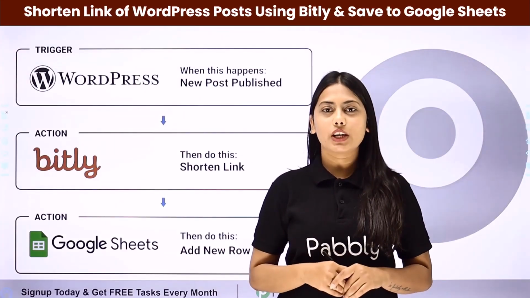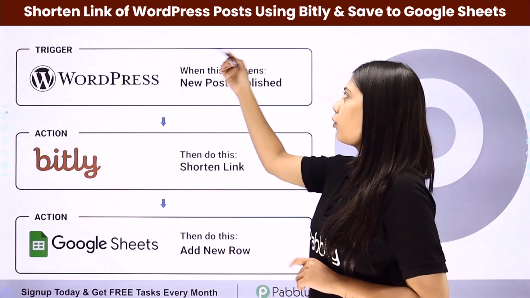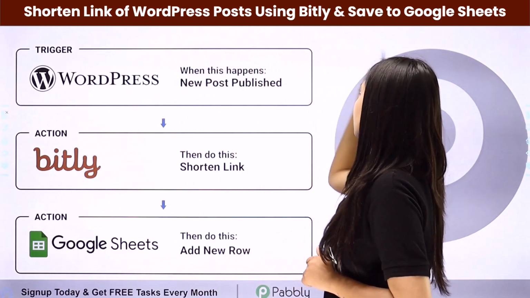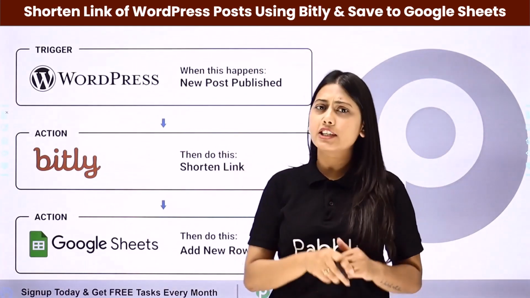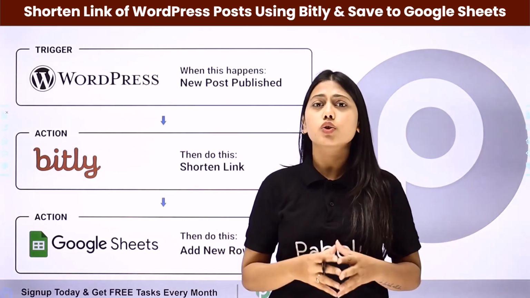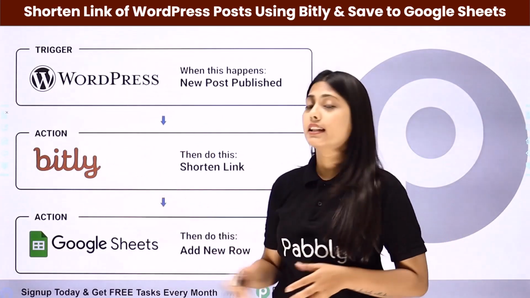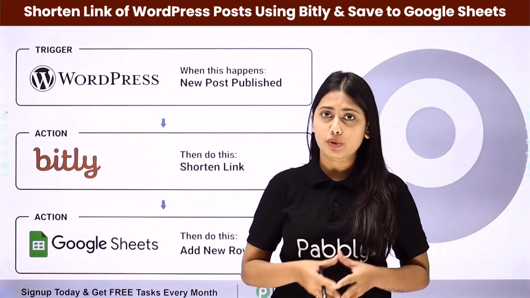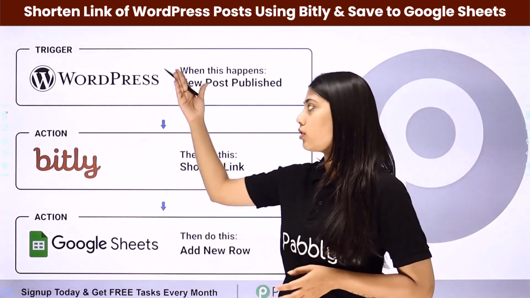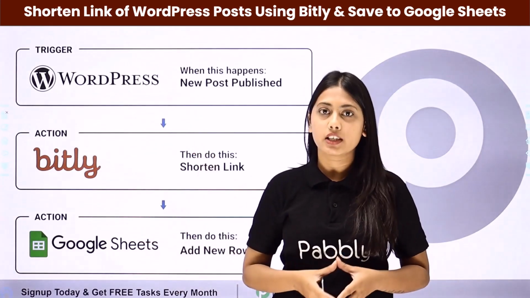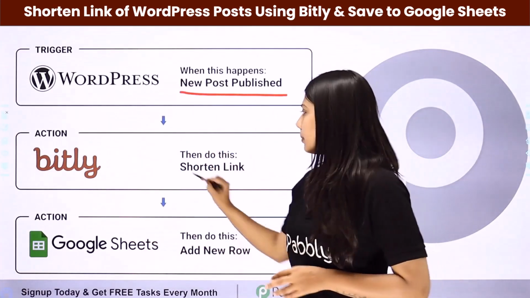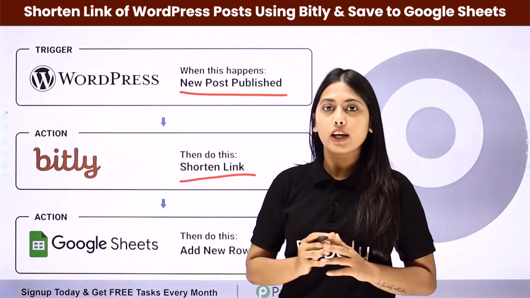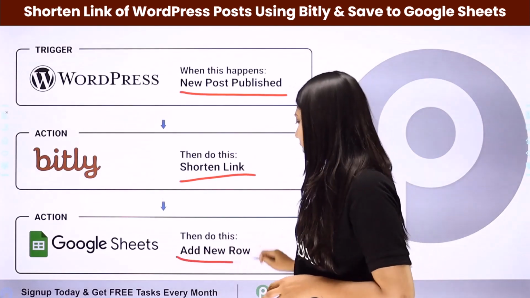Hello everyone, today we will learn how to shorten the link of a WordPress post using Bitly and then save it to Google Sheets. So whenever you create a WordPress post, a link is generated which is a very lengthy link. So you can shorten it using Bitly and then save it to your Google Sheets for later use. So let us create an automation for this long process with the help of Pabbly Connect, where our trigger will be the new post published, our first action will be to shorten the link, and our second and the last action step will be to save it in Google Sheets.